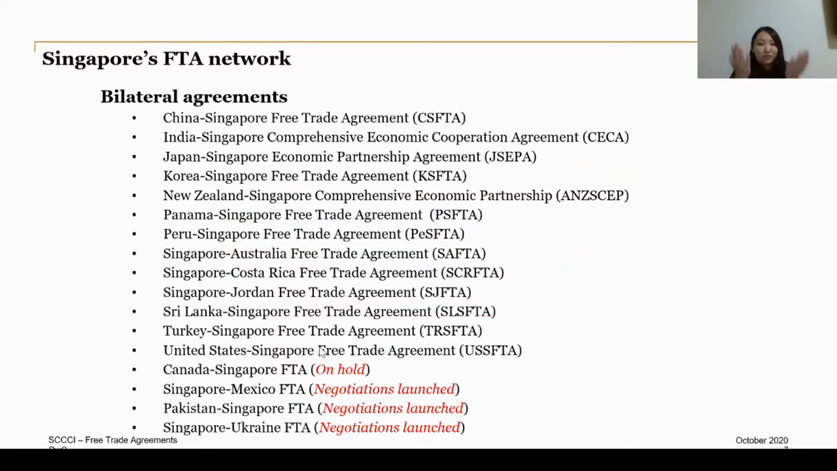I have here a full listing of all Singapore's bilateral agreements that we have already signed. For some of them, negotiations have been launched. I will pause here for a second for you to read through the list, and maybe you can think about which agreements you could potentially benefit from.